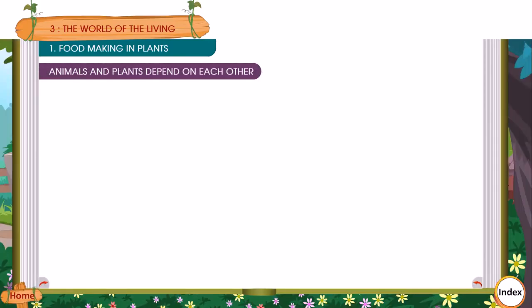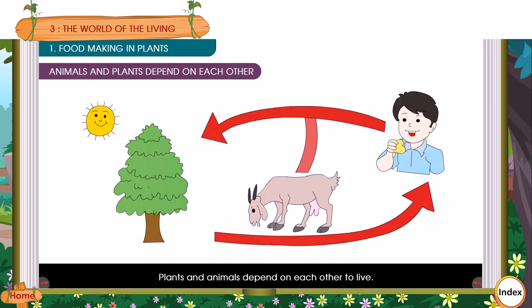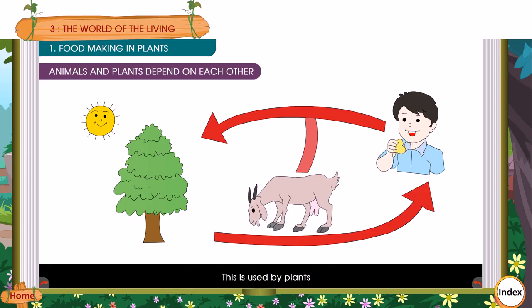Animals and plants depend on each other. Plants and animals depend on each other to live. Animals depend for their food and their supply of oxygen on plants. Plants need carbon dioxide to make food. Animals breathe out carbon dioxide. This is used by plants.